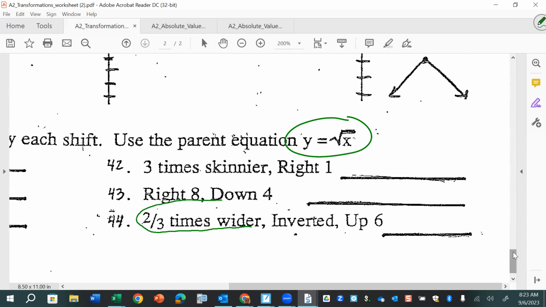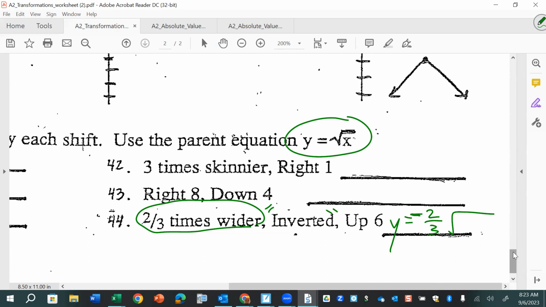wider is multiplier. So all I got to do is put y equals from his point 2/3 square root. And now two things happen. Inverted, what's that even mean? Vocab. That's a flip. Okay. So flip up to down means I got to put a negative outside.